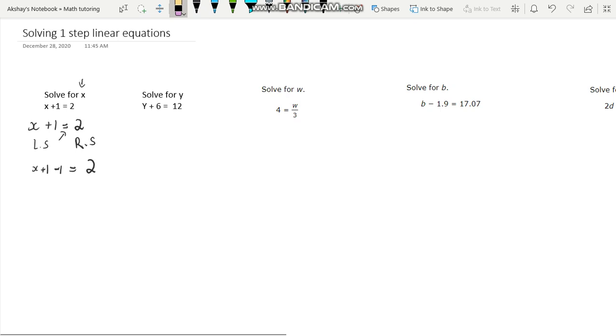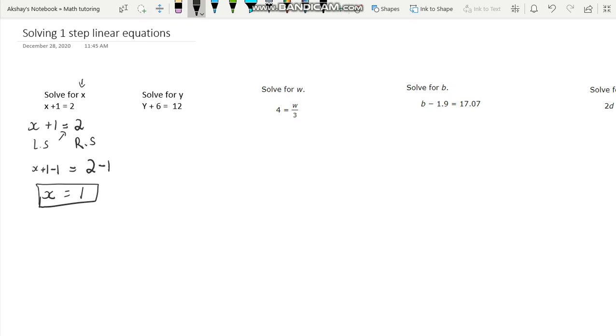And whatever we do to one side, in this case our left-hand side, we also have to do to our right-hand side. So we subtract 1 from our left-hand side, and we also have to subtract 1 from our right-hand side. Hence, we have x is equal to 2 minus 1, which is 1. So now we have found x by isolating our x variable. We know that x is equal to 1.